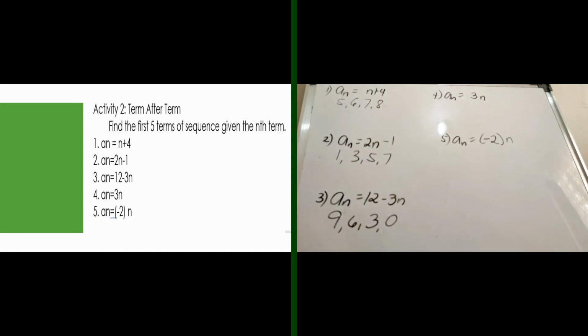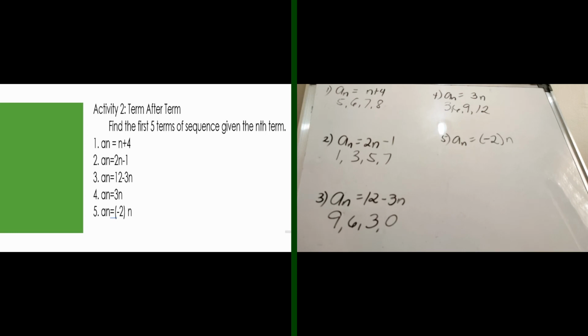Now, let's have number 4. So a sub n equals 3n. So we're just going to multiply it by 3. 3 times 1, 3. 3 times 2 is 6. 3 times 3 is 9. 3 times 4 is 12.